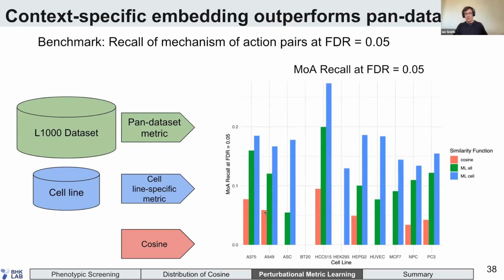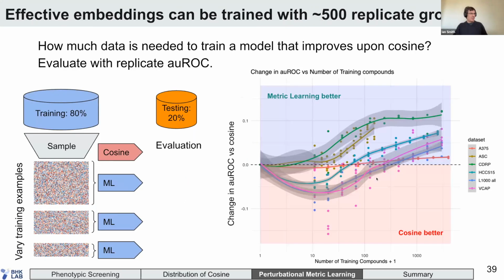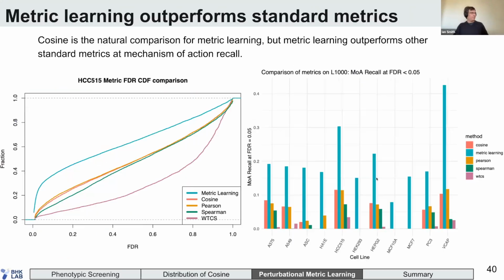And you see the same general trend with the recall task, that the cell-specific models outperform pan dataset models, which in turn outperform cosine. I'm going to skip this part, but this is kind of asking how much data we need.